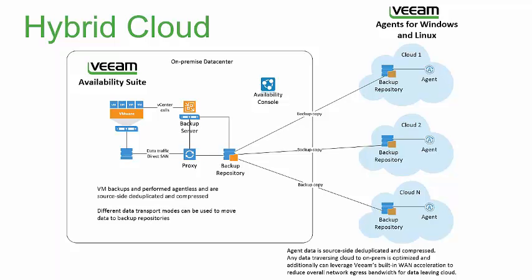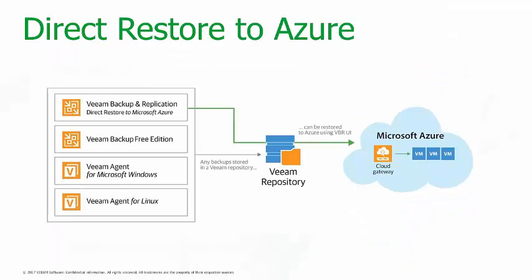capabilities for data protection that you control, get a copy of that data outside of your cloud and into another cloud or back on premise, and at the lowest possible cost point, leveraging the economics of cloud storage. And we'll talk about this a little bit more, obviously. Our direct restore to Azure leverages our Veeam Backup and Replication product. It could also work with Veeam Backup Free Edition. It works with the Veeam Agent for Windows and for Linux.